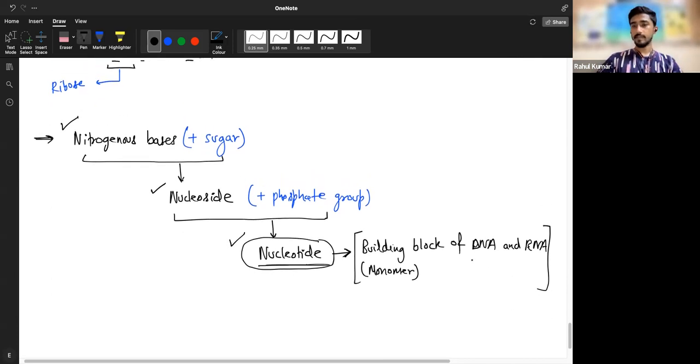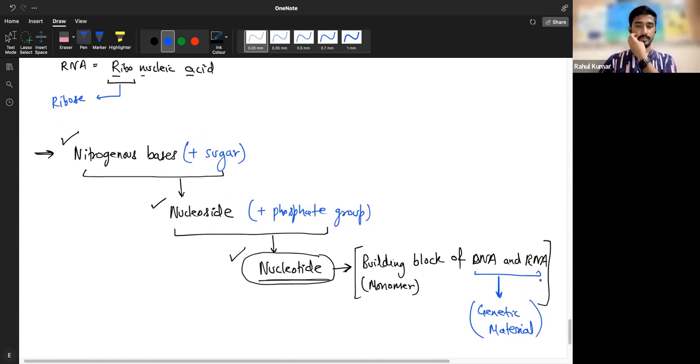Yes, very good. And we know that DNA and RNA, just add one more line. DNA and RNA is the genetic material in a living system.